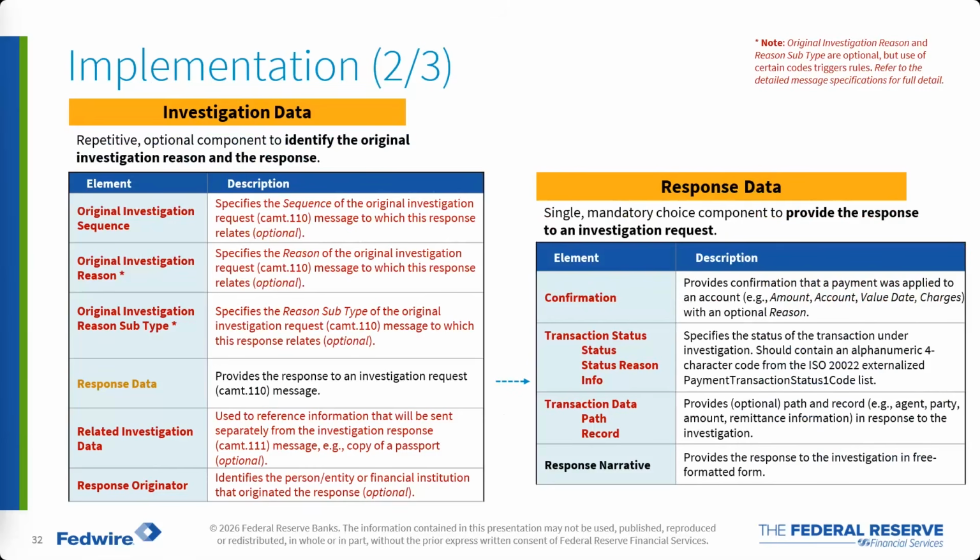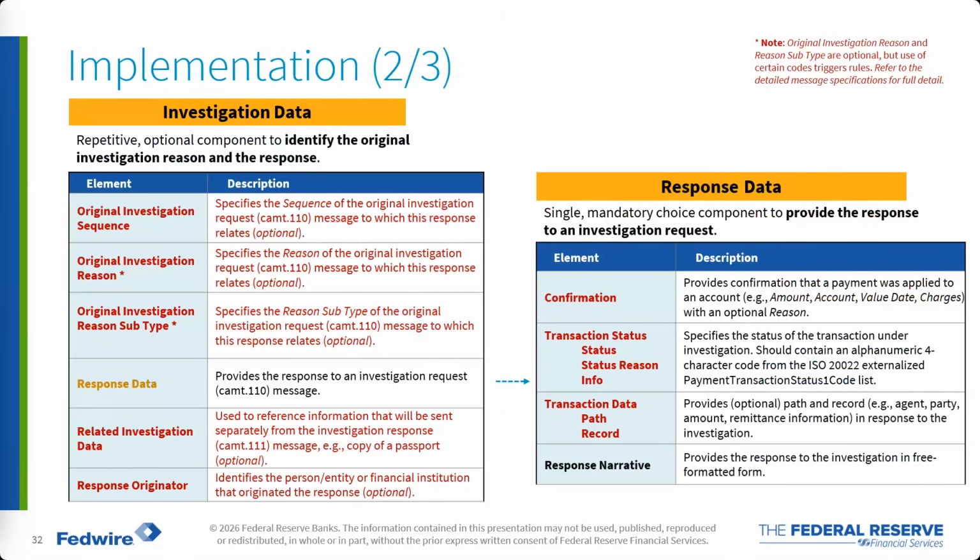If your correspondent would like to have full-blown postal address information, you can provide that structured postal address information in the element transaction data within the response data component. So obviously, last but not least, we are keeping the free-formatted option to provide your response in a narrative way, which is what is available today.